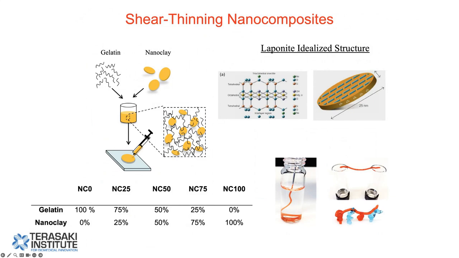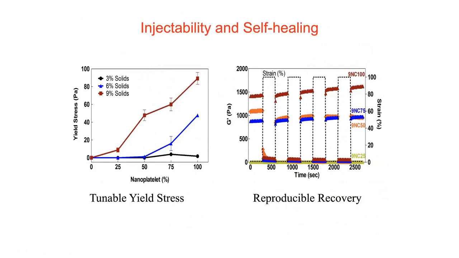So here we use the nomenclature NC for nanoclay and then the percentages of the nanoclay after. So you can have things that are purely gelatin or purely nanoclay or anything in between. And once you combine these two materials, you have these electrostatic interactions between the two different components that allow the formation of this shear thinning material that can maintain its shape, for example, when it's put across two cuvettes here or is deposited here, but at the same time can flow when there's appropriate pressure put on it.